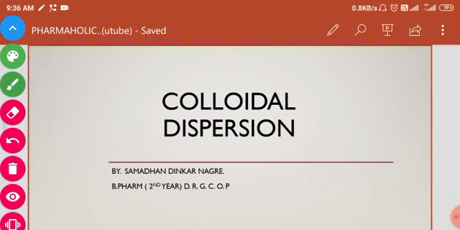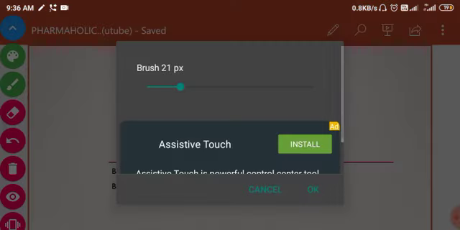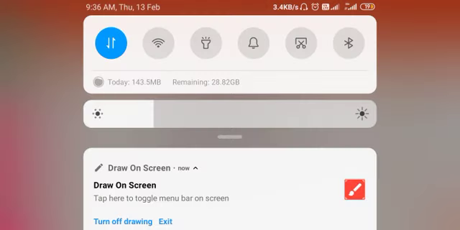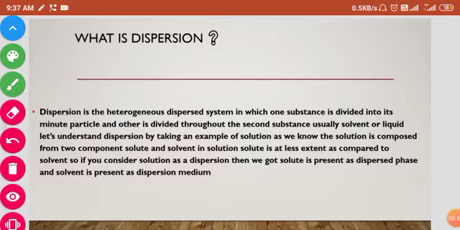Dispersion, or what the dispersion is. Dispersion. So let's understand the dispersion. So how can we define the dispersion?